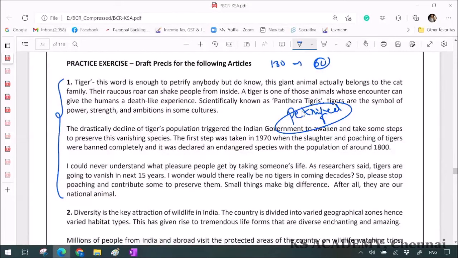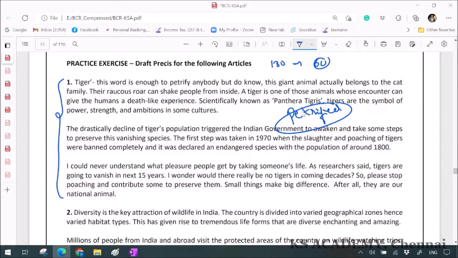comma, the Indian government, I capital, G capital, banned poaching of tigers in 1970. That's it. No need for you to tell how many tigers are there and all those things. And declared them an endangered species.